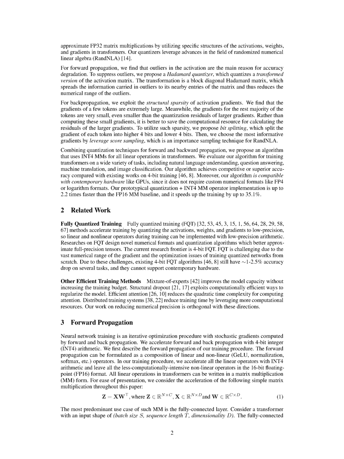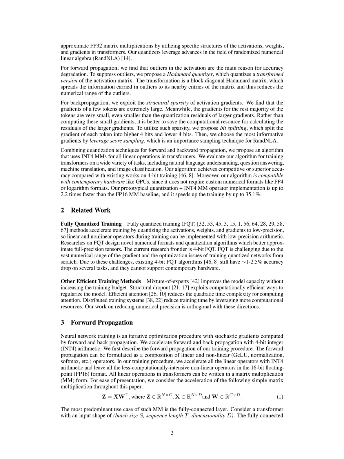By combining the quantization techniques used for forward and backward propagation, we introduce an algorithm that uses 4-bit integer matrix multiplications for all linear operations in transformers. We've tested our algorithm on a wide range of tasks, including natural language understanding, question answering, machine translation, and image classification, and it has proven to be as accurate or more accurate than existing 4-bit training methods. Additionally, our algorithm can be implemented on current generation hardware like GPUs, as it doesn't need unique numerical formats like 4-bit floating point or logarithmic formats.